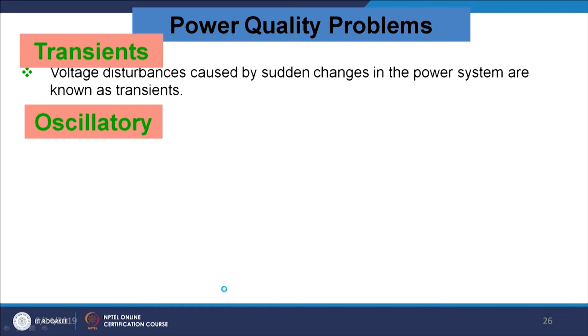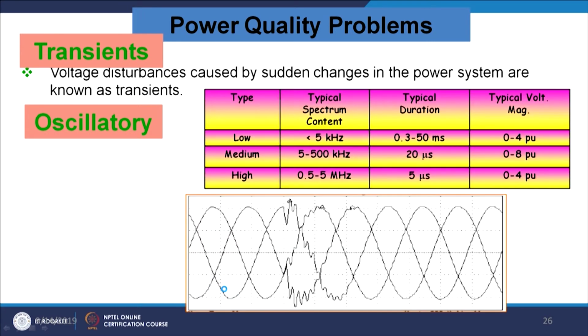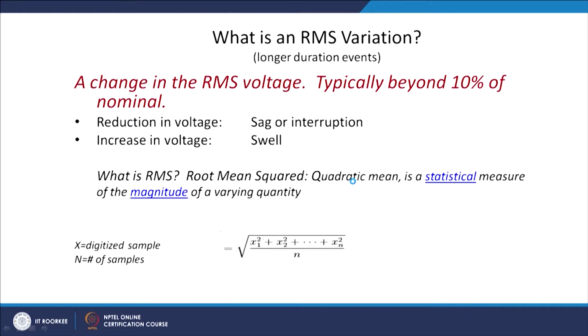Thereafter, transients can be oscillatory. This is an example of oscillatory transients. It comes into the picture, and thereafter it goes out. The spectral content can be low, below 5 kilohertz, medium, 5 to 500 kilohertz, or high, 0.5 to 5 megahertz. And based on that, we have sags and swells, which we have discussed in detail.